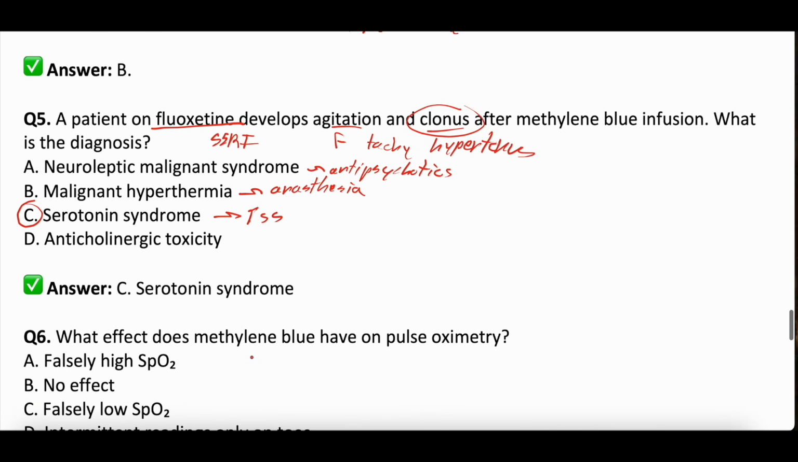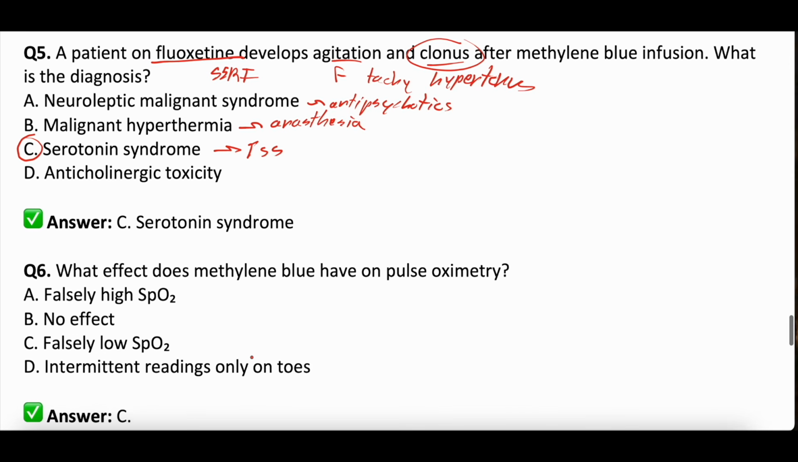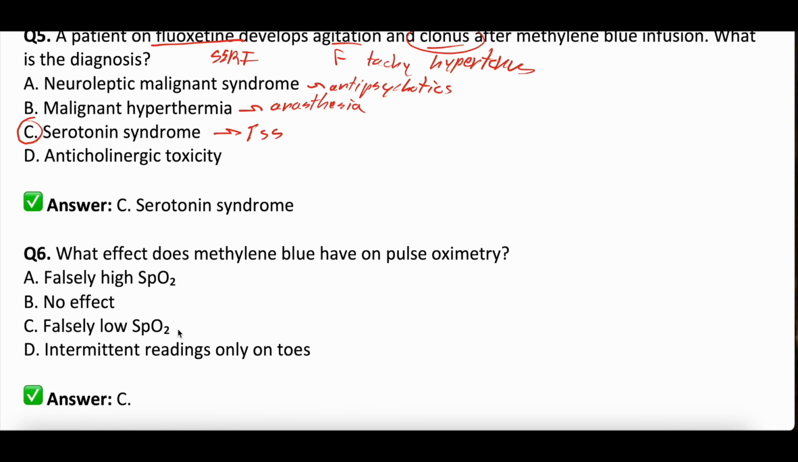All right, question 6. What effect does methylene blue have on pulse oximetry? A, falsely high. B, no effect. C, falsely low. Or D, intermittent readings only on toes. All right, pause here if you want. Answer is C, falsely low. So we know that methylene blue can cloud or make pulse oximetry on the fingers inaccurate, mostly from color changes, because SpO2 pulse oximeters use color waveform to get their SpO2. So methylene blue can throw that off and cause falsely low SpO2.